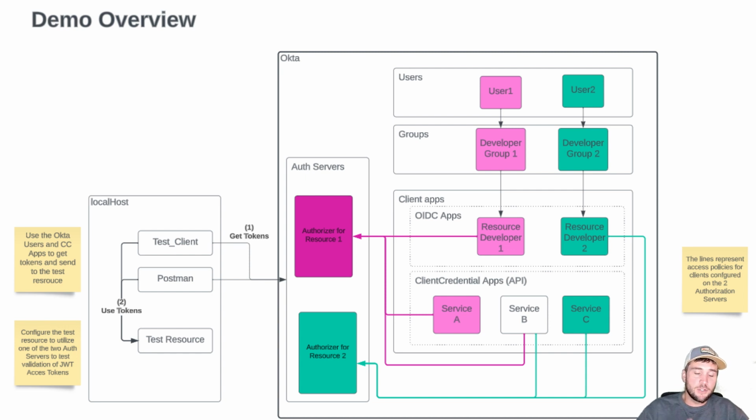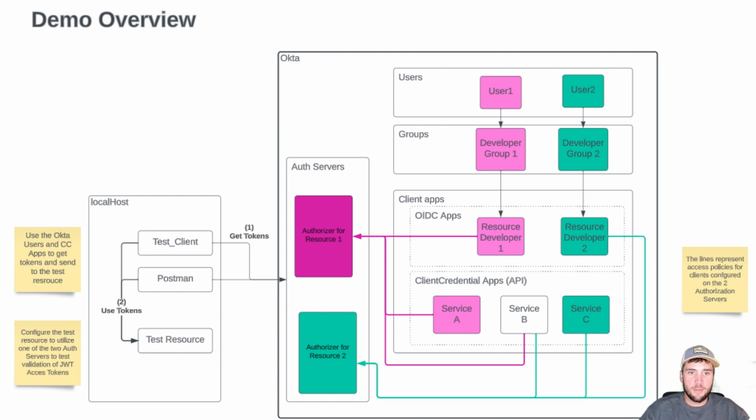It'll set up 2 users. It'll set up 2 developer groups. Each one of those users will be part of one of those developer groups, so user 1 is part of developer group 1, and user 2 is in developer group 2. We're going to set up 2 OpenID Connect applications for those dev user groups, just to simulate, if you have 2 development groups, how you might authorize one for some resources and then authorize the other for some other resources.